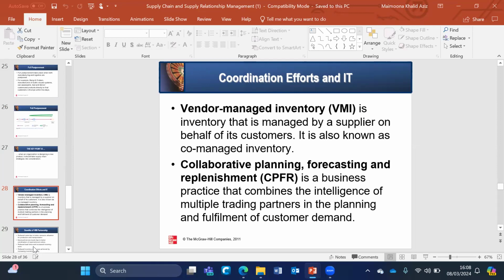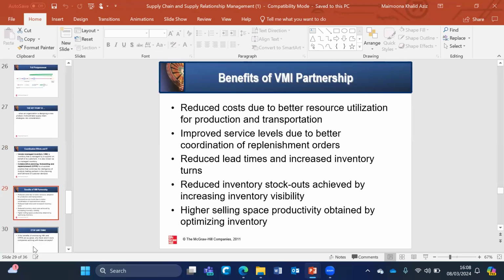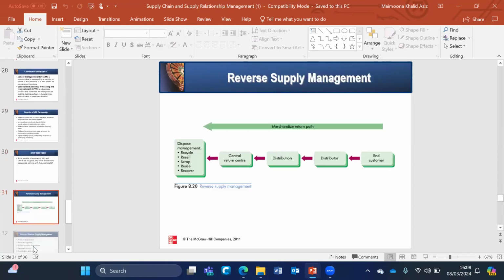Now, next concept is vendor managed inventory. This is an inventory that is managed by your supplier on behalf of you. It is also known as co-managed inventory. The next is collaborative planning, forecasting, and replenishment. CPFR is a business practice that combines the intelligence of multiple trading partners in the planning and fulfillment of customer demands. Now, there are a lot of benefits of these that you guys can go through.